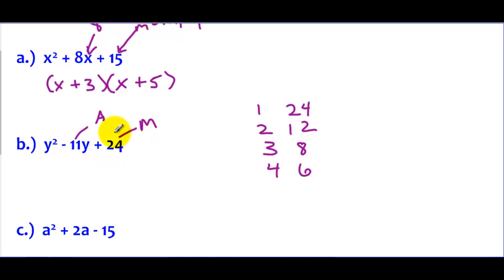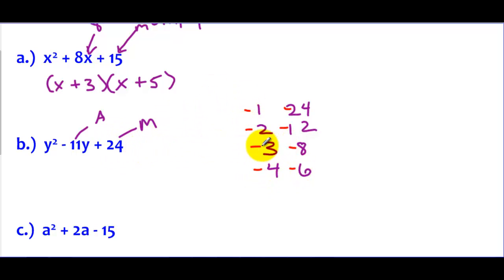Well, the only way that I can have a positive product and a negative sum is if they were all negatives, right? So all of these are actually going to be negative, negative. That still multiplies to 24. But now I'll get a negative sum. So I'm going to put negatives on all these. It's the only way that I can get a negative sum but have a positive product.